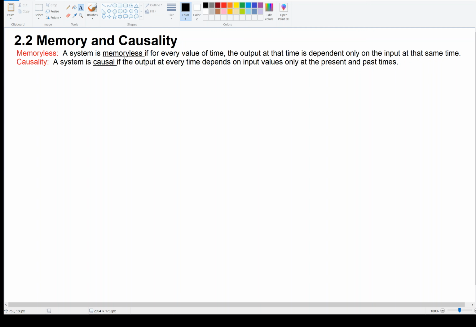I've got some definitions up here for you. Memoryless. A system is memoryless if for every value of time, the output at that time is dependent only on the input at that same time. Okay, that's a mouthful, but let's take as an example the simplest system, which is the true bypass or the identity system. Let's say we have a continuous time system with input x of t and output y of t. If this is an identity system, then the input is equal to the output.